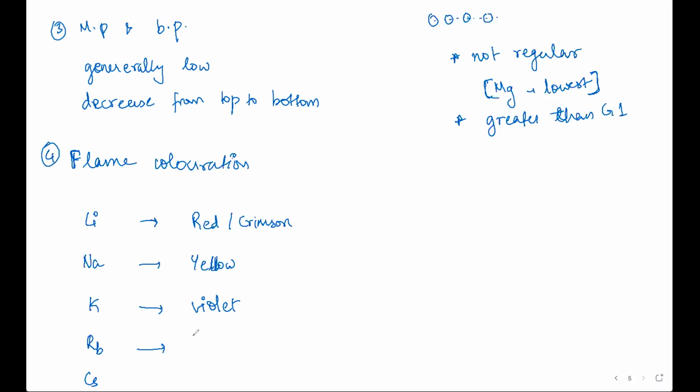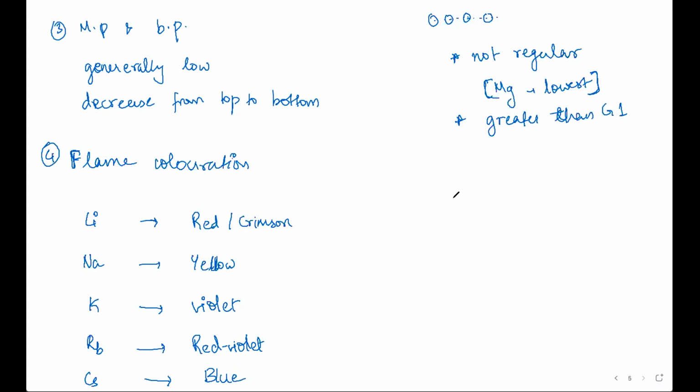It's also purplish, right? So that's also a purplish color. In your book, it's given red violet. So basically, it is like violet but more on the redder side. Purple is a mix of red and blue, right? So if you skew more towards the red side of it, yeah. And cesium gives out a blue flame.